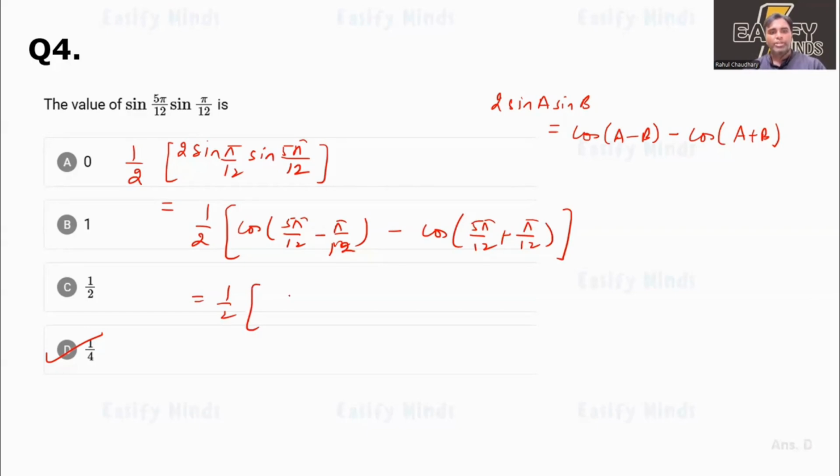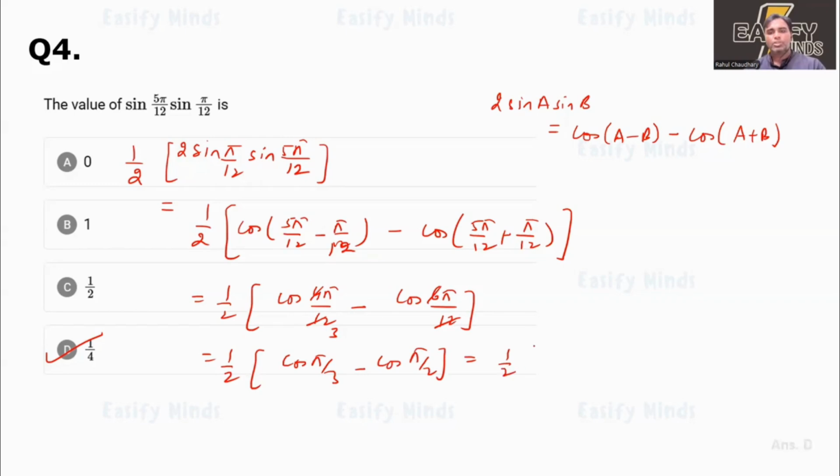So 5 pi minus 1 pi is how much? 4 pi by 12. And this is 6 pi by 12. So 1 by 2, 4 cancels at 3: cos pi by 3, minus cos pi by 2. Cos pi by 3 is 1 by 2. Cos 90 is 0. So we are getting the answer as 1 by 4. Very much easy, right?